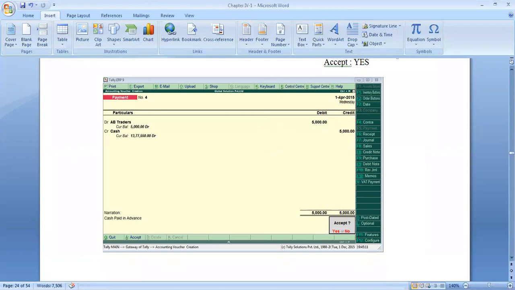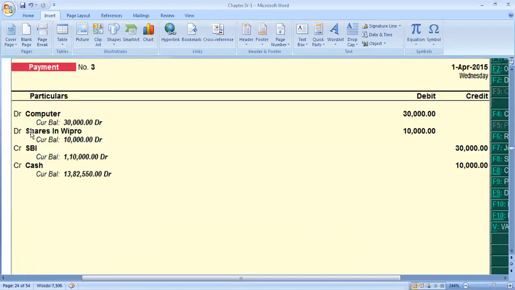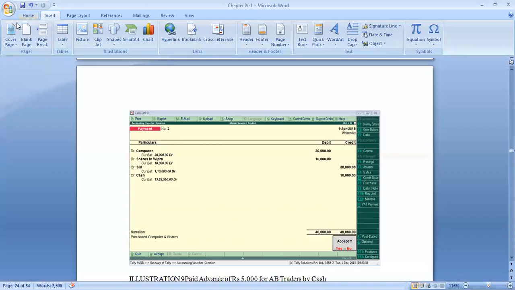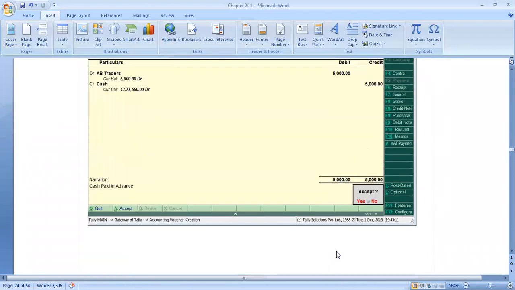So the entry will be like this. Debit AB Traders. Credit will be the cash. This is how the entry can be made. Next, paid advance is done.